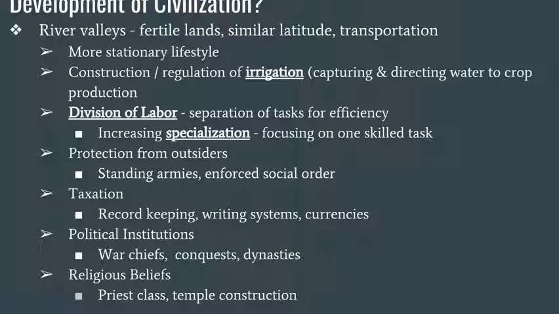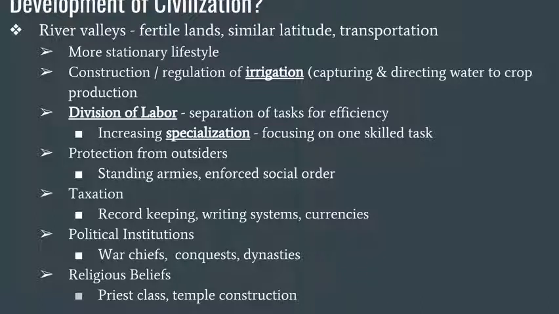Political institutions are going to emerge. Groups of people that manage the society. Things like war chiefs, successful people in battle. This really successful warrior went out and conquered a bunch of new land. And then they gave that new land and all of the spoils of that land to their supporters. And they built themselves into the first kings or emperors. And they form what are called dynasties, where you can pass that land and conquest on to your descendants.